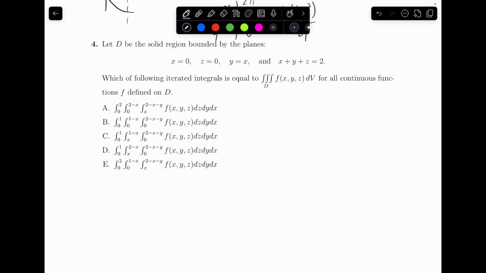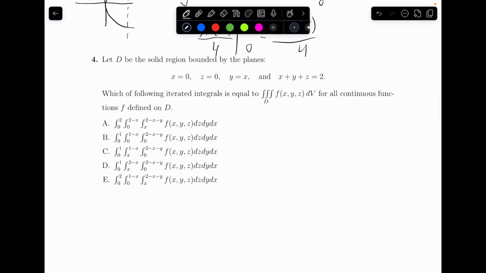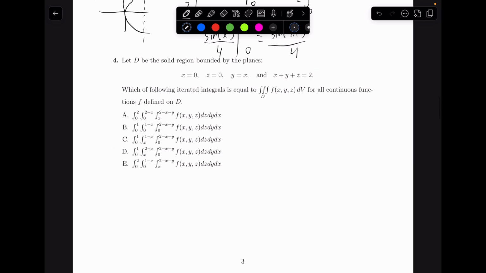Question 4. Let D be the solid region bounded by the planes x equals 0, z equals 0, y equals x, and x plus y plus z equals 2. And it's saying which of the integrals is equal to that triple integral of the region D. So I'm looking at the answers. We have all dz, dy, dx. So really the bounds are going to be the only hard part, I have to say.